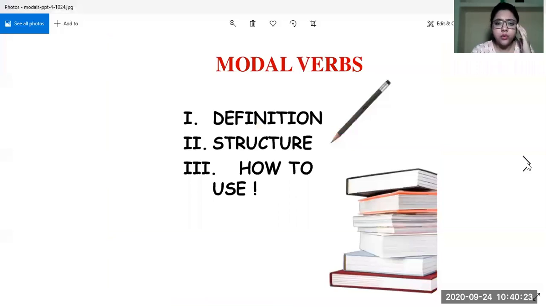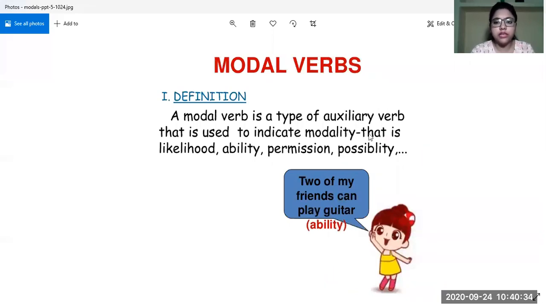Now let us see what we are going to learn in this chapter. We are going to learn about the definition, structure, and how to use modal verbs. All right. Now modal verbs are also known as modal auxiliary. It is a type of auxiliary verb that is used to indicate modality, that is likelihood, ability, permission, possibility, obligation. So in short, it indicates the mood and also the intention of the speaker, like in what intention the sentence has been said, whether it is representing the ability of the speaker, or whether the speaker is seeking permission, or whether the sentence is indicating a possibility. So such intentions or such moods are expressed by the modal verbs.